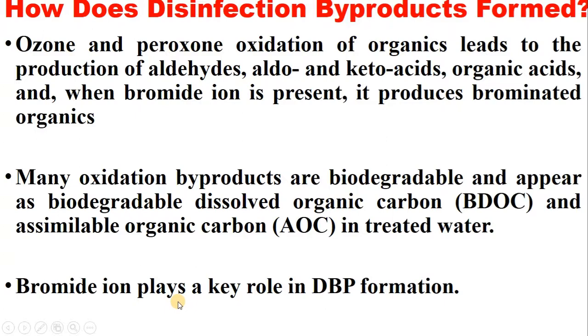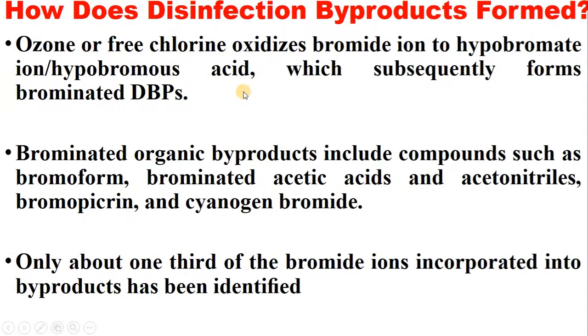Bromide ion plays a key role in disinfection byproduct formation. Ozone or free chlorine oxidizes bromide ion to hypobromite ion or hypobromous acid, which subsequently forms brominated disinfection byproducts. Brominated organic byproducts include compounds such as bromoform, brominated acetic acids and acetonitriles, bromopicrin, and cyanogen bromide. Only about one third of the bromide ions incorporated into byproducts has been identified. Others are yet to be identified.